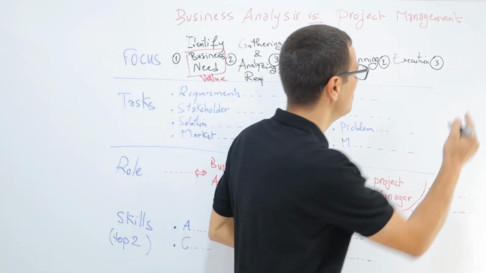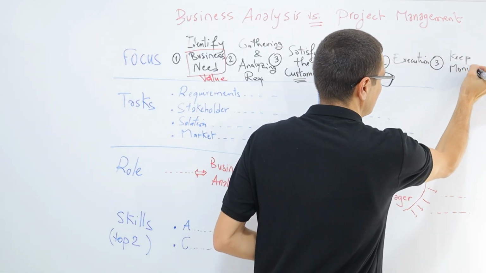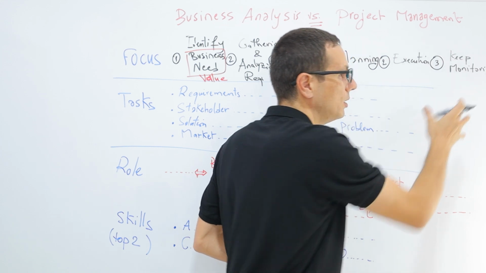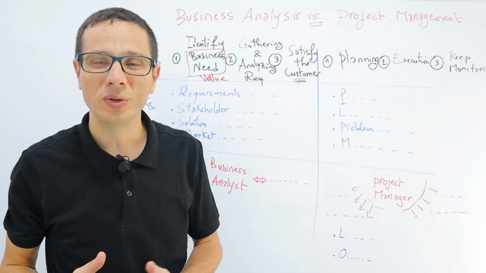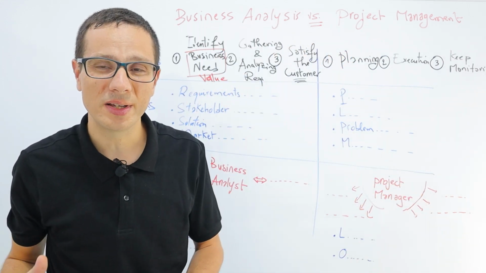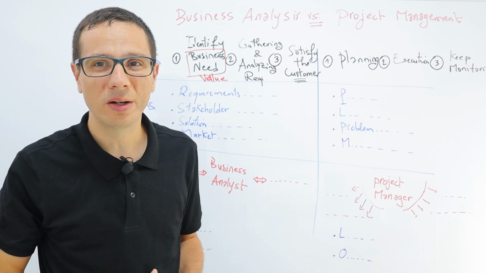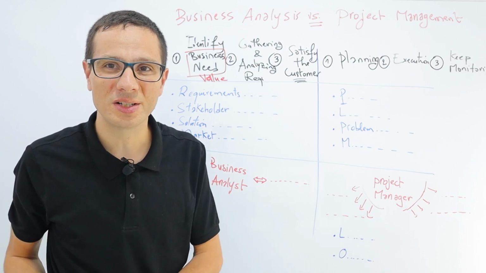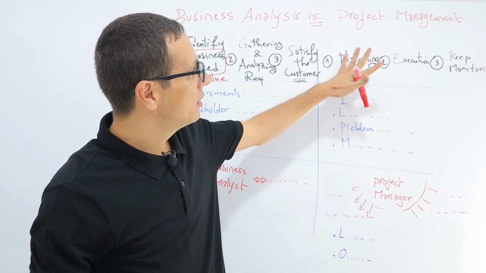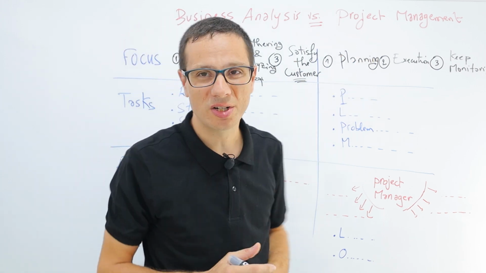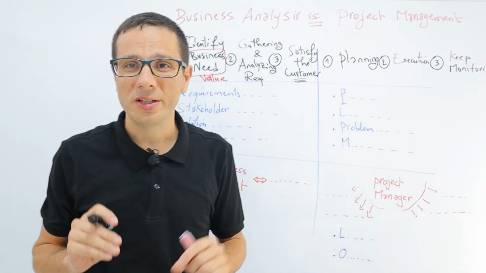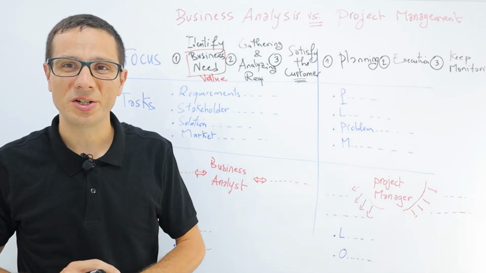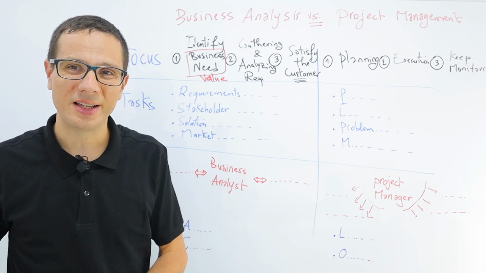And finally, keep monitoring and controlling the project in order to achieve the project goals like we said, and remove any blockers that could encounter the project team down the road. These are the main things related to project management. Alright, till this point we know the difference between project management and business analysis.